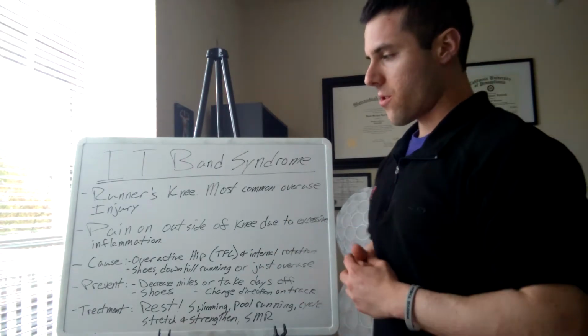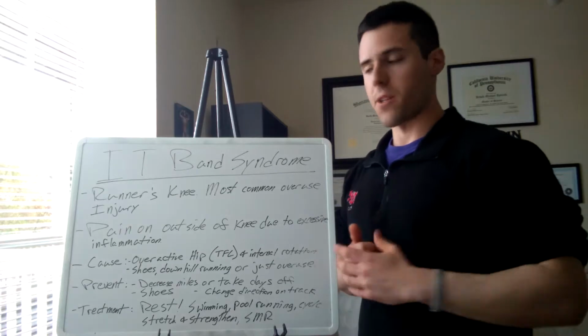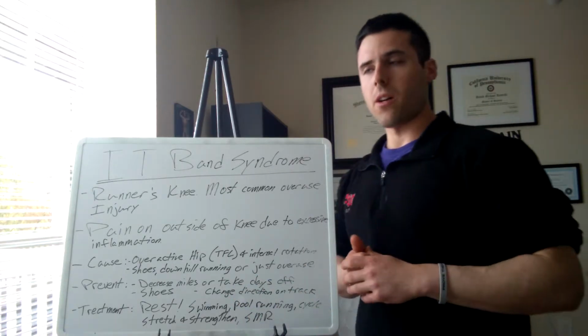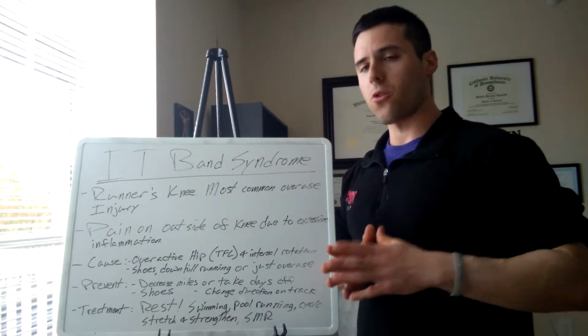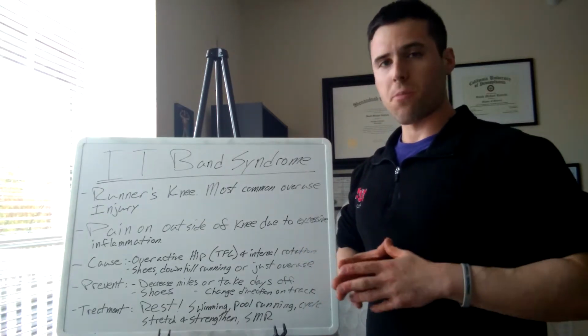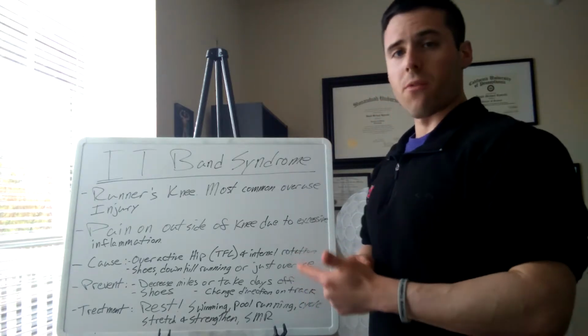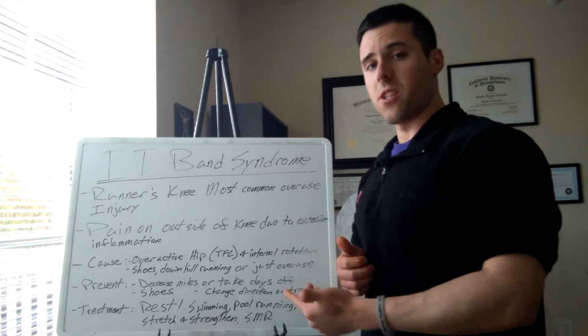And just overuse. Overuse, that's pretty self-explanatory. So some ways that you can prevent IT band syndrome. A lot of marathon runners or ultra marathon runners, or even people that do Spartan races or just run for general fun, one of the easiest ways that you can prevent IT band syndrome is to decrease your miles.